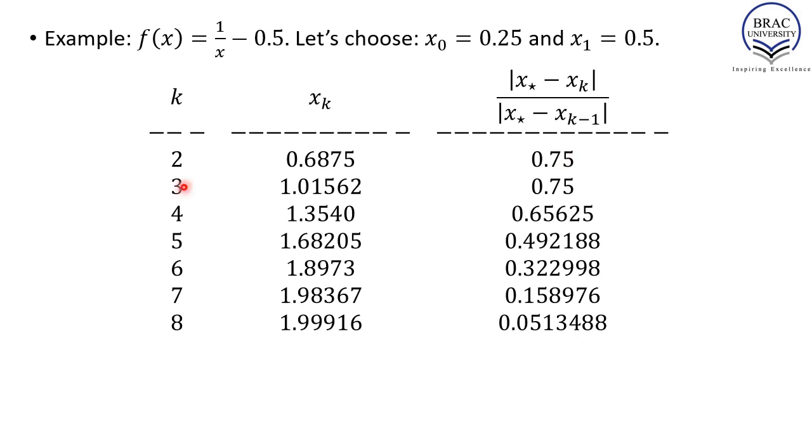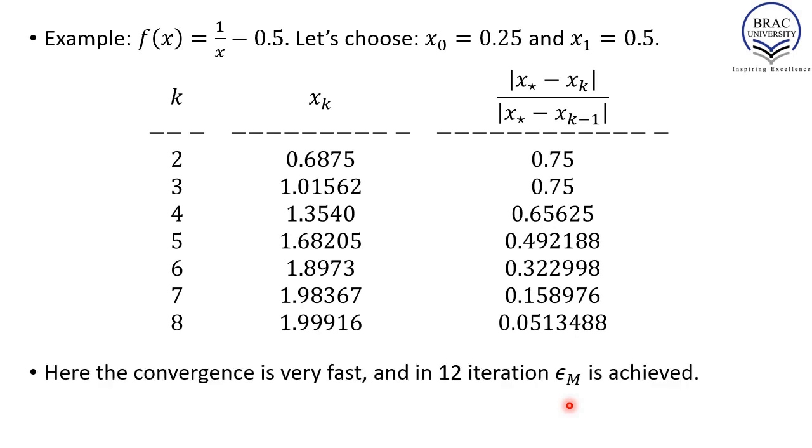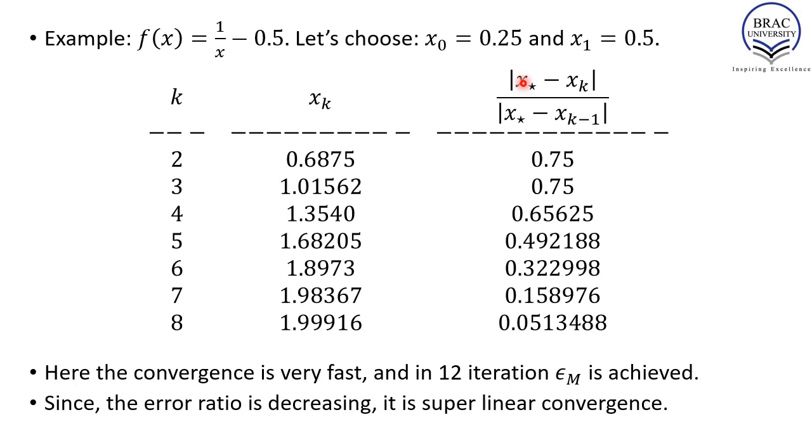Now use x2 and x1 to compute x3. That is our error term. If you continue this way, you can see that after each step I get an error, which is 0.05134888. You can see it is decreasing very fast. Hence the convergence is very fast, and we need only 12 iterations to match the machine epsilon. Since the error is decreasing so fast, this is superlinear convergence.